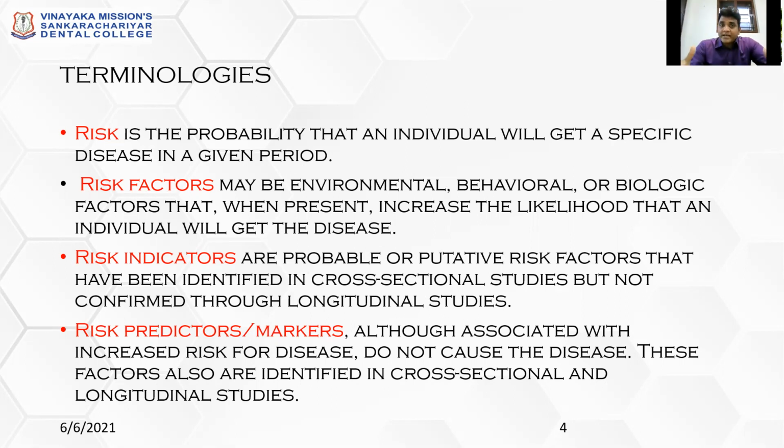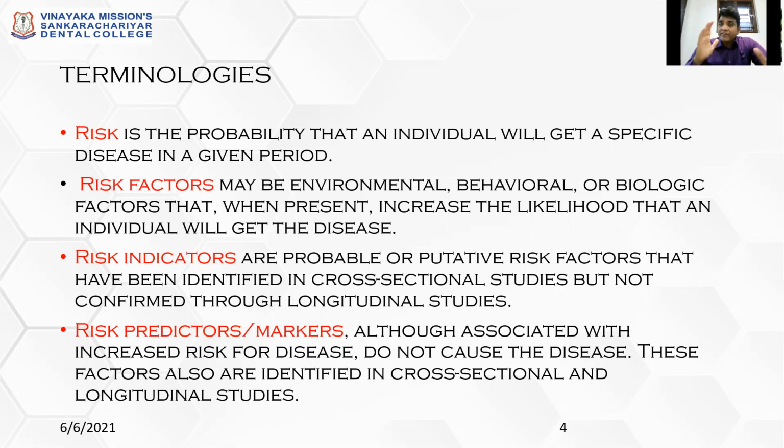Whereas a cross-sectional study is nothing but at a given period of time. If the patient has periodontal disease, at that given period of time, they will check who are all diabetic, what percentage are diabetic, and what percentage are uncontrolled. So that is a risk indicator. That is cross-sectional, not longitudinal, right?